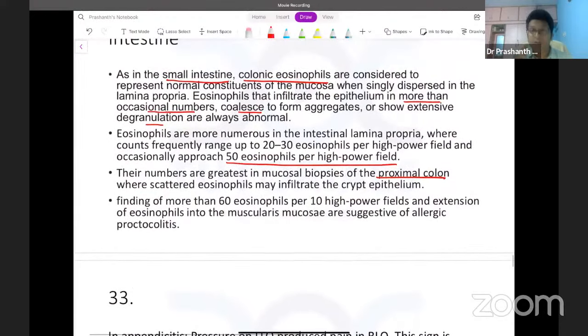So when you find, especially in some kids who have proctocolitis, eosinophils more than 60 per 10 high power fields with extension of eosinophils into muscularis mucosa, it is suggestive of allergic proctocolitis. Now, these are some of the numbers with respect to eosinophils that you should know to help you manage with questions.